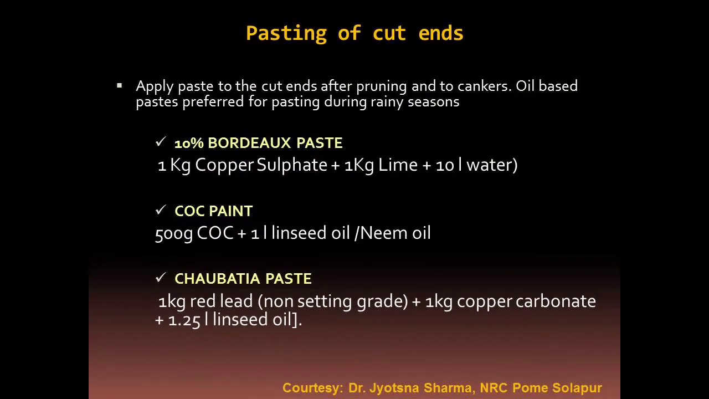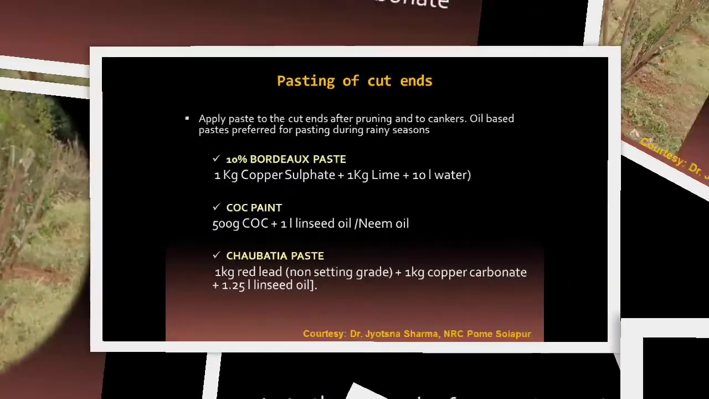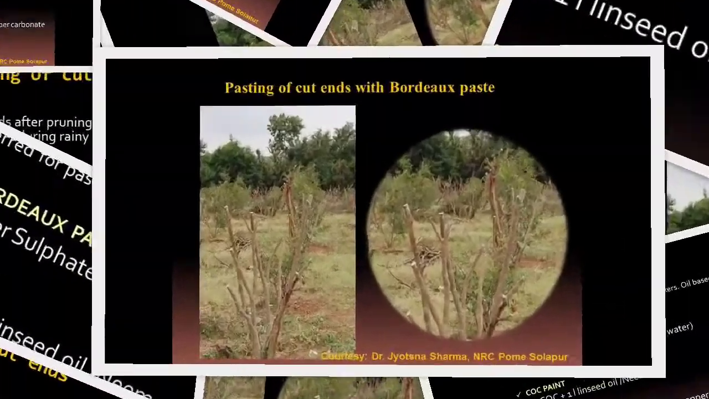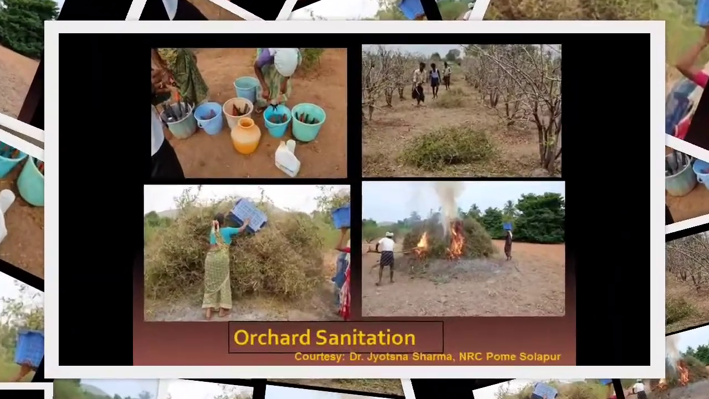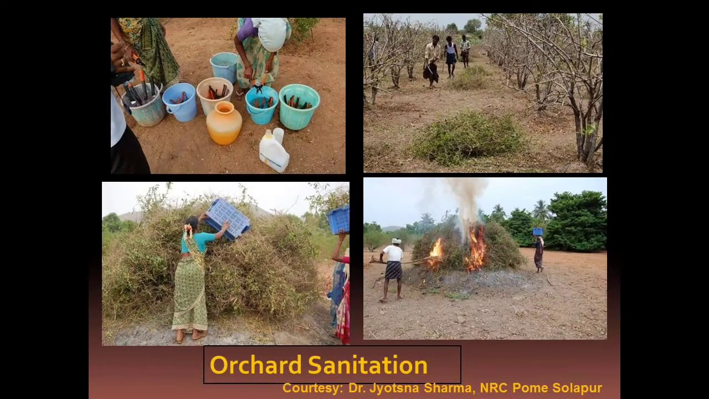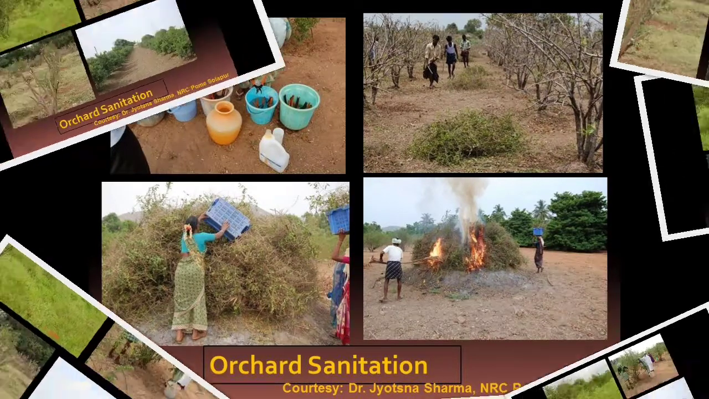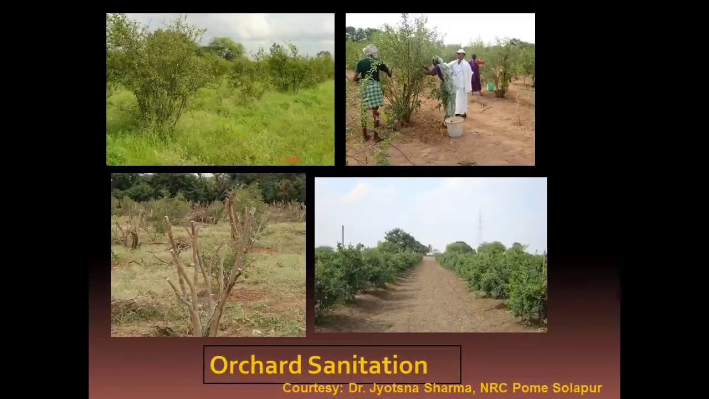Then apply paste to the cut ends after pruning and to the cankers. Oil-based paste is preferred for pasting during the rainy season. And 10% Bordeaux paste should be prepared: 1 kg copper sulfate, 1 kg lime plus 10 liters of water. And two other pastes, COC paste and Chobashia paste, are also recommended. So these are some methods that we can follow to minimize the infection of this bacterial pathogen to new areas.